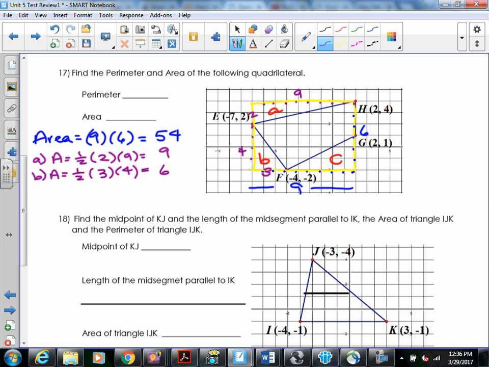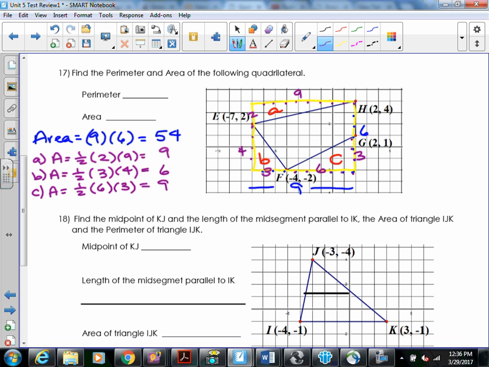We do the same thing for C. All right, so for triangle C, you have a distance across the bottom of 1, 2, 3, 4, 5, 6. And then you've got a height over here of 1, 2, 3. So 1/2, 6 times 3. 6 times 3 is 18. Half of that is 9.